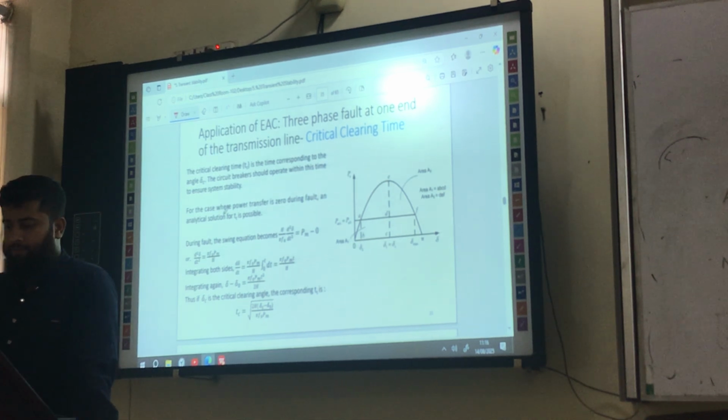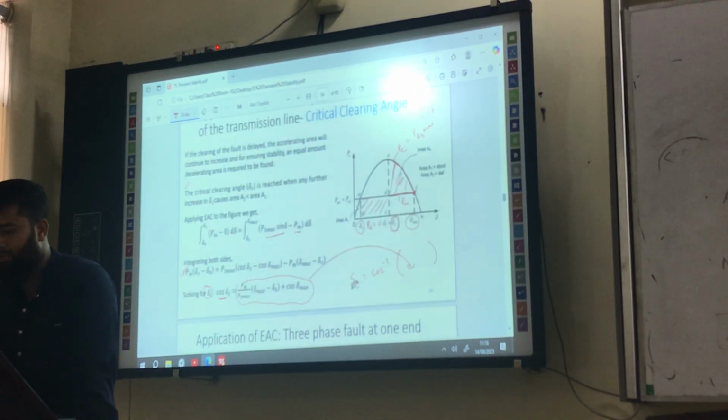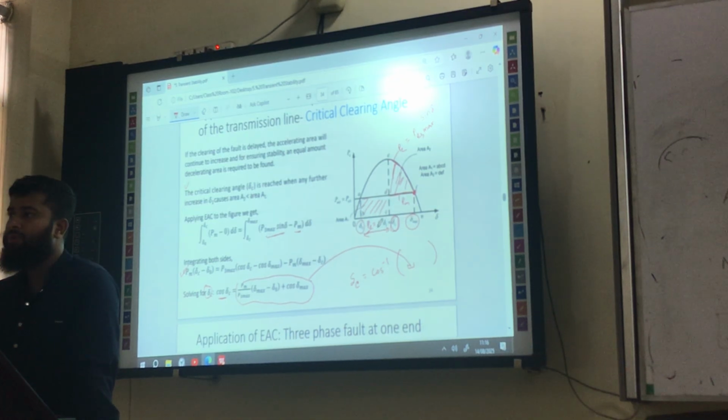Then another term is the critical clearing angle. Look, here we have denoted this as the critical clearing angle, but we know that this corresponds to some amount of time, right? Fault clearing time. If the fault clearing time increases, this delta will also increase. If the fault clearing time decreases, the fault angle will also decrease, right? Or this point C will be here or here, depending on the fault clearing time.